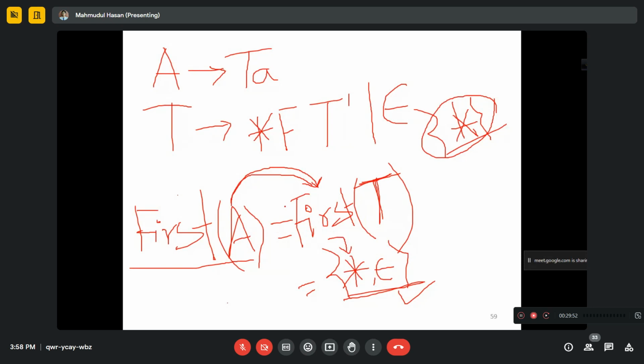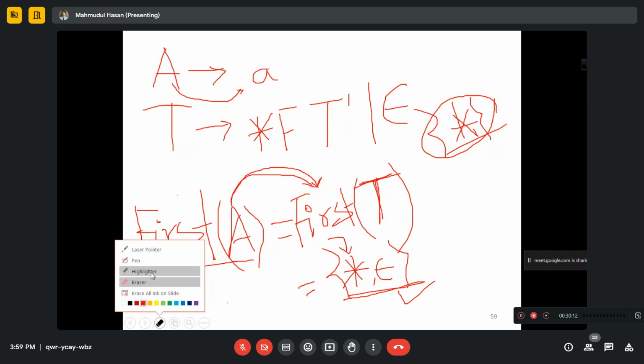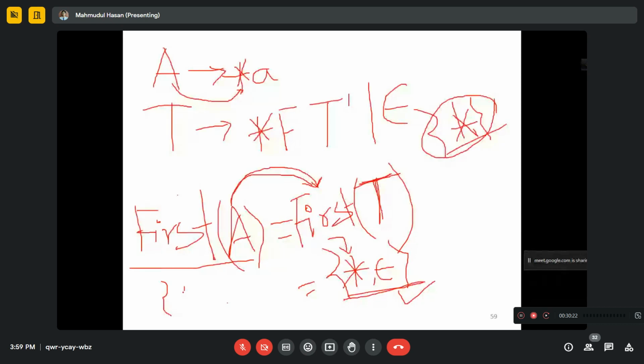Now how will we get the first of A? You need to replace. If you think of first of A, you need to go here, and here is a non-terminal. And what is first of T? That is actually star. So you need to replace this non-terminal with star. If you replace this non-terminal with star, that means the first of A is star.